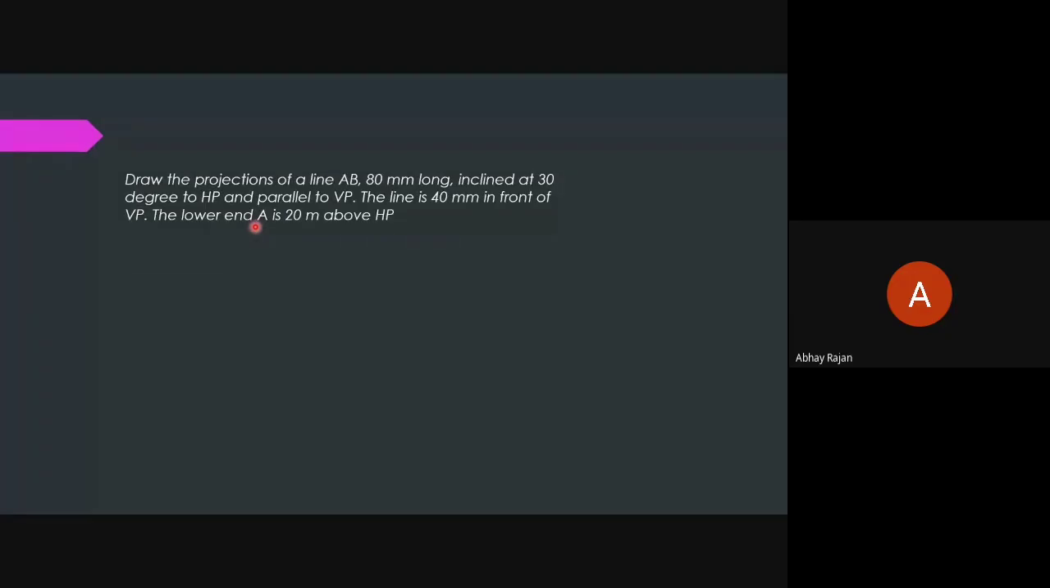So draw the projections of a line AB 80 mm long. The line is 80 mm long, and then the inclination to HP is given. Inclination to HP is 30 degree, and parallel to VP. So the line is parallel to VP, and the line is 40 mm in front of VP. The lower end is 20 mm above HP.